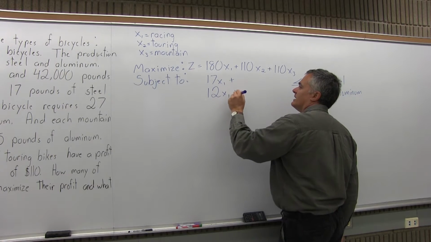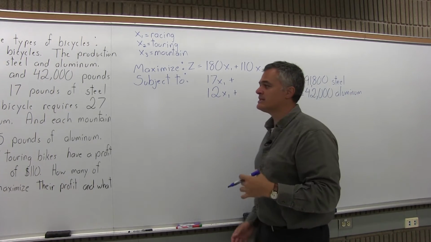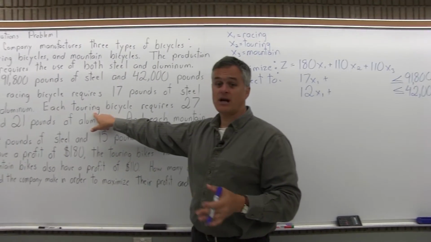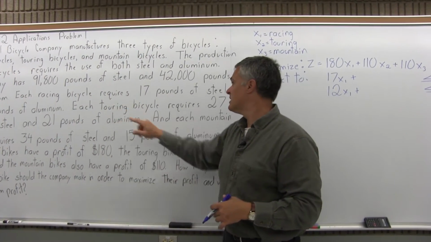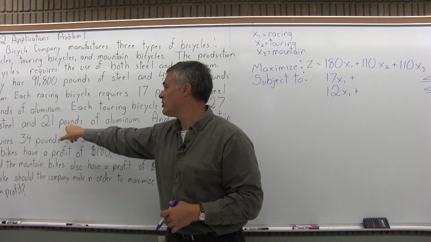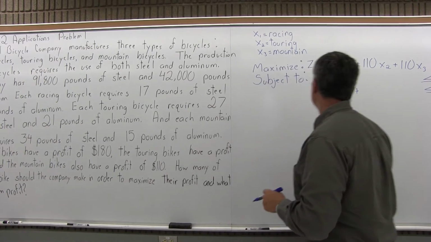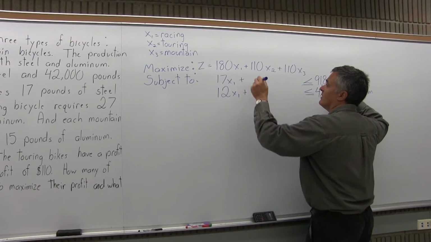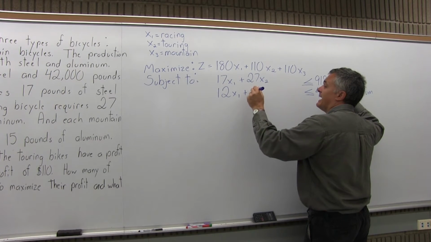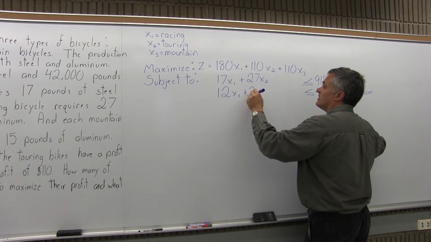And now the next type of bicycle is touring. That's X2. So I'll go down to the next sentence. It talks about the touring bicycle and how much materials they use. So each touring bicycle requires 27 pounds of steel and 21 pounds of aluminum. So in the steel constraint, we're going to have 27X2 and 21X2 for the aluminum.